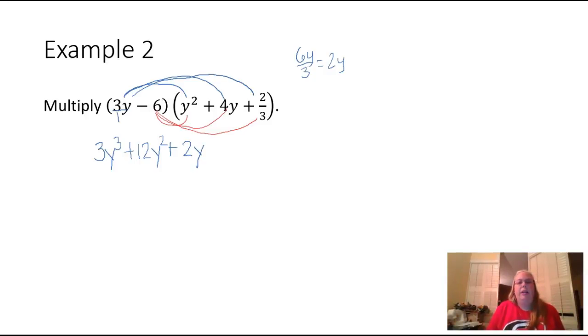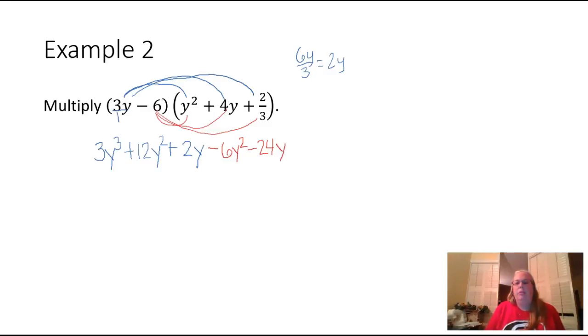Now we're going to do the -6. So -6 times y squared is going to give me -6y squared. -6 times 4y, we'll see -6 times 4 is going to give me -24. And then this y is just going to come along for the ride.